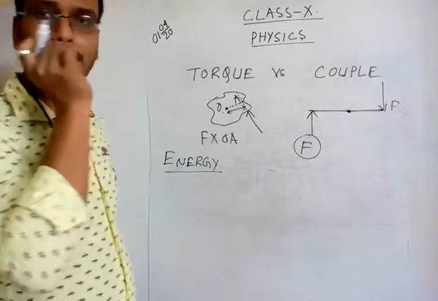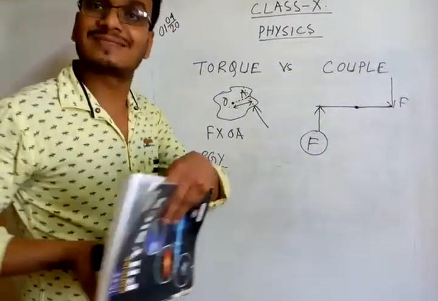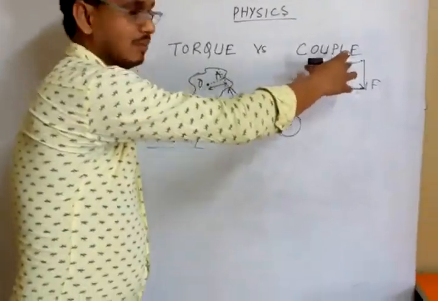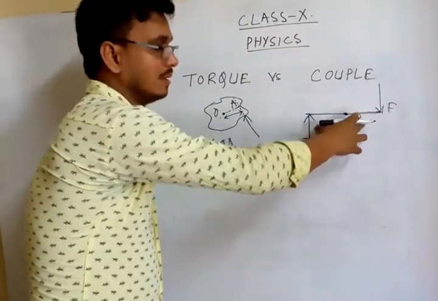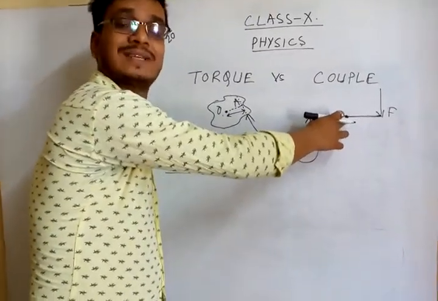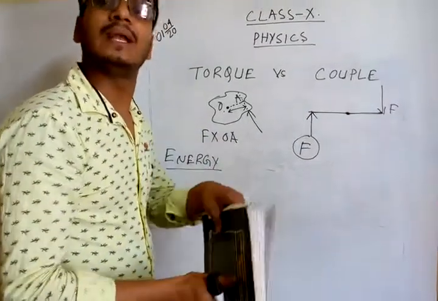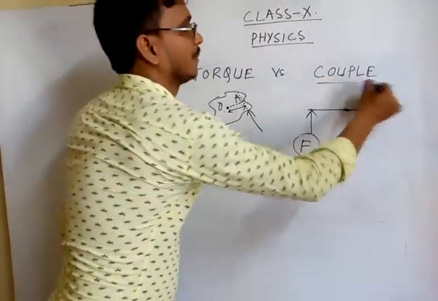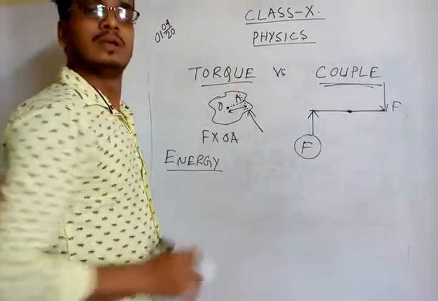In torque, if the pivot is not there, the object can rotate as well as go for translatory motion. In the case of the couple, with both forces the same and opposite in direction, if the pivot or fixed point is not there, it can only rotate, not go for translatory motion. Remember, couple is a special case of torque.